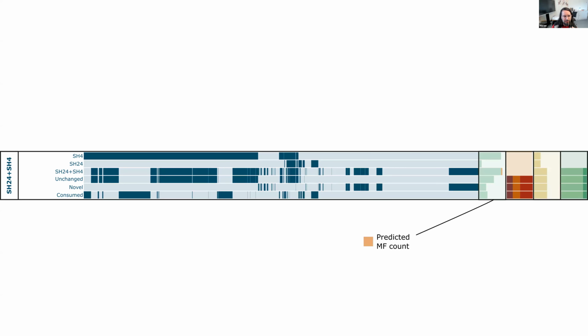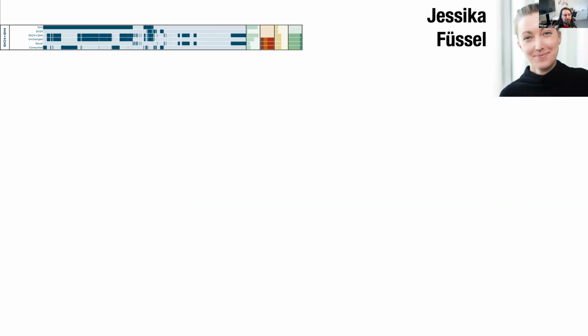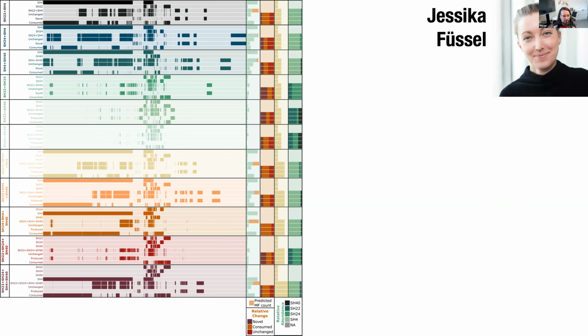For instance, predicted molecular formula count for each of these culture petri dishes, and relative change between novel, consumed, and unchanged molecular formula, and then the number of strains, individualization, as well as the relative abundance of these individual populations in mixed cultures. So all that information is presented in this fashion, and if you understood this, you understand the rest, and this has been done with many cultures in different combinations, obviously.